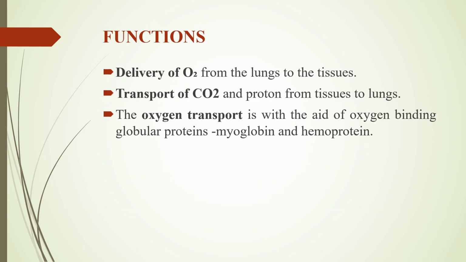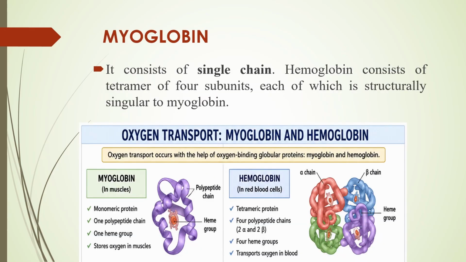So next is the function of the hemoglobin molecule. As we all know, it helps in the delivery of the oxygen. The oxygen will bind on the heme molecule and go from the lungs toward the tissue, and in the tissue carbon dioxide will be present, so it also helps in the transportation of the carbon dioxide from the tissue toward the lung, and then it is exhaled through the lungs during expiration. And the oxygen transport is aided with the oxygen binding globular proteins, that is myoglobin or heme protein. So we will study these.